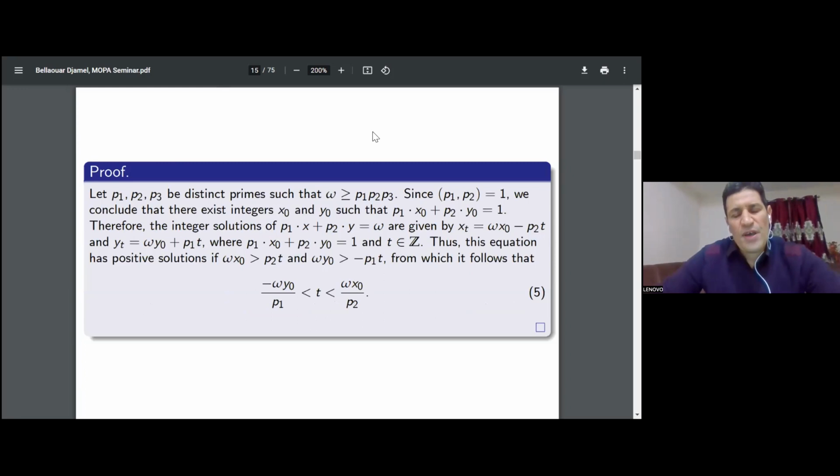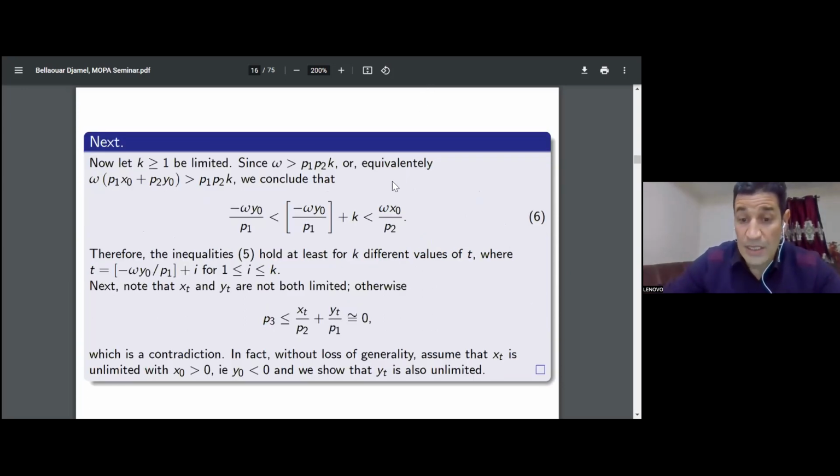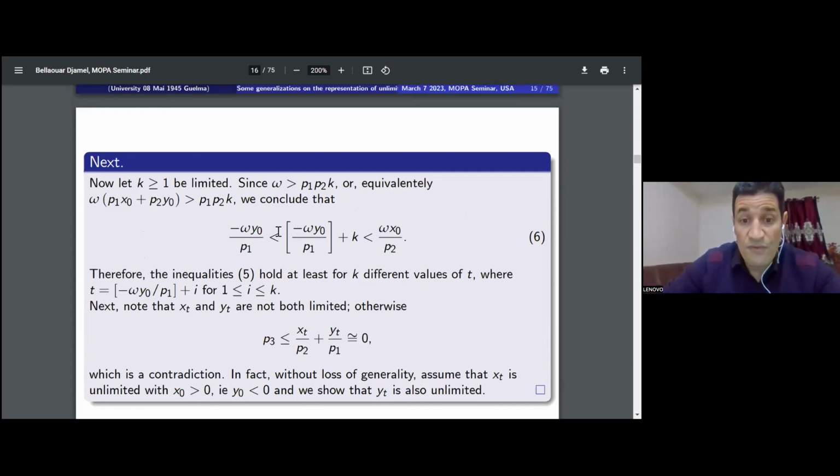For the proof, consider P1, P2, and P3, three distinct unlimited primes, such that this condition holds. And consider the Diophantine equation P1x plus P2y equals omega. If we assume the solutions xt and yt are positive, then the variable t satisfies these inequalities. And the previous inequality holds in many different ways.